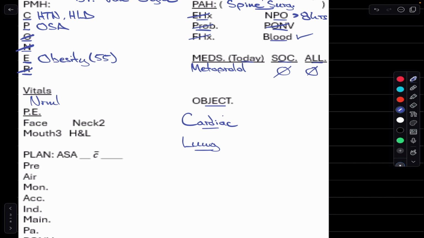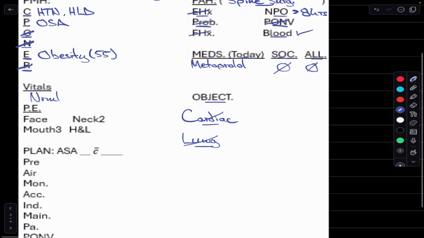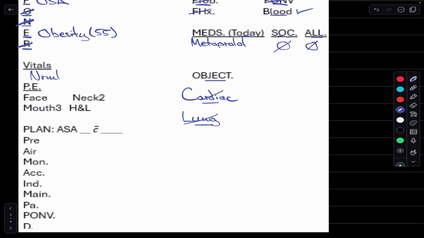For this patient, we'll say that they haven't had any cardiac or lung studies at this point. I would ask them about this as well and say, have you had any lung or cardiac heart studies done? Moving over into the physical exam, there are various different risk factors for difficult intubation or difficult mask ventilation. Those are things to keep in mind during the physical exam.